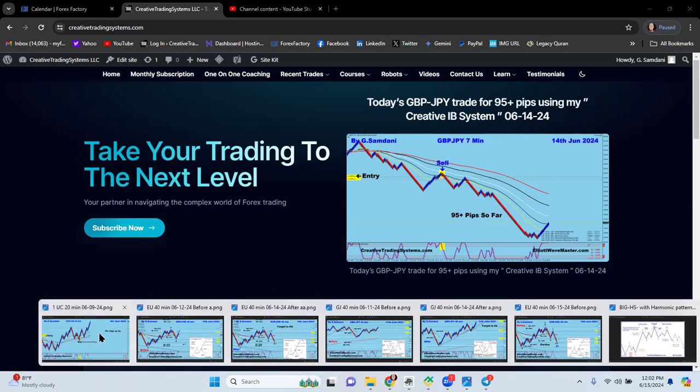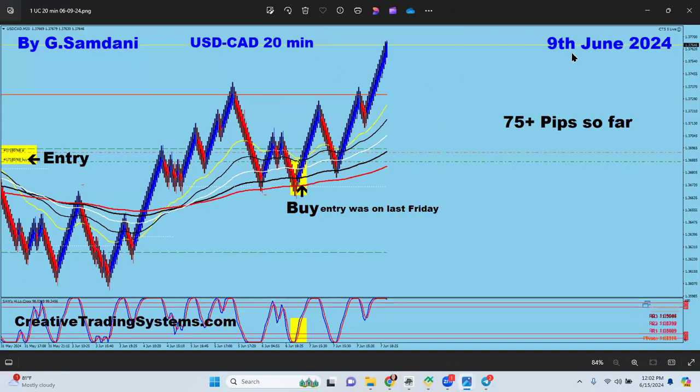So let's get started. This is the first trade on June 9th, USD CAD 20-minute chart. This is the entry here, and you can see the buy entry orders right there, and a move to break even plus. The buy entry was last Friday, but it closed on Monday. So it is 75 pip. In all the trades you'll see, the trade is opened on the yellow mark, an entry, and the SL is right there. So this is the first one.